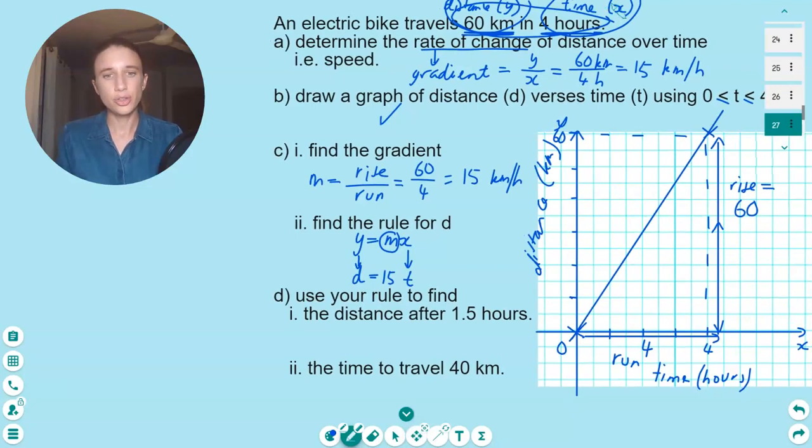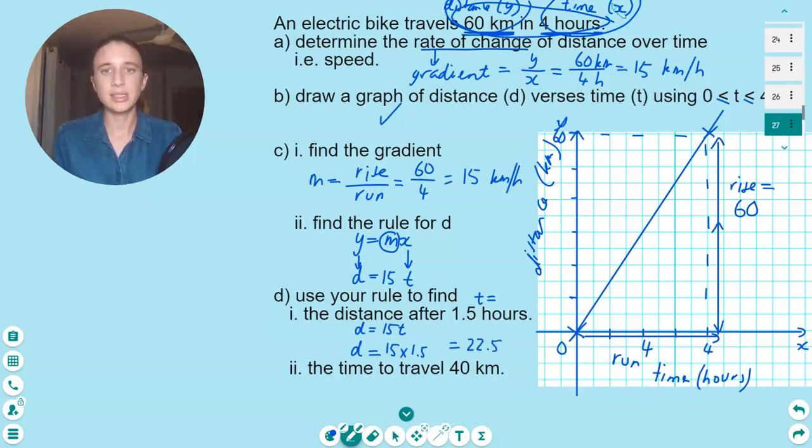Now it says use your rule to find the distance after 1.5 hours. So write your rule. What are we given? We're given t. So let's substitute it. 15 times 1.5, and don't forget your units, 22.5.